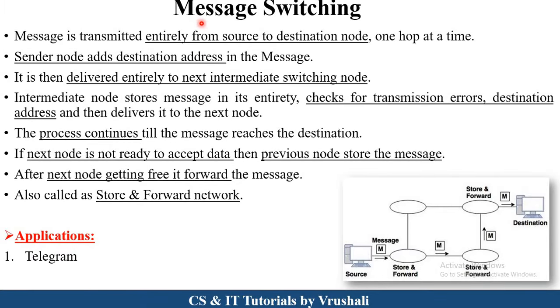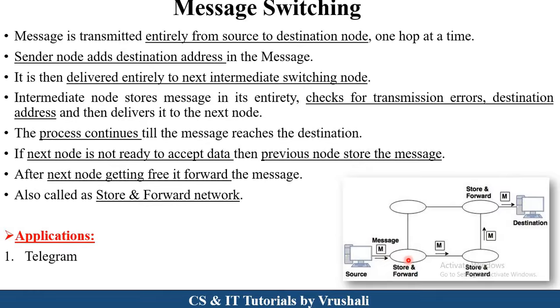Now, the next and last type of switching technique is message switching. See here in this particular image, this is the source computer, and this is the destination computer. Now, this computer wants to send information to this computer, right? What happens in message switching? The source sends the message to this intermediate node.